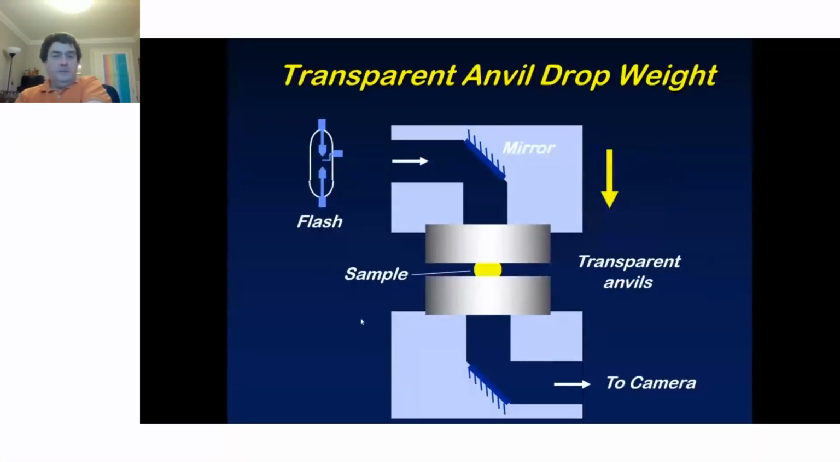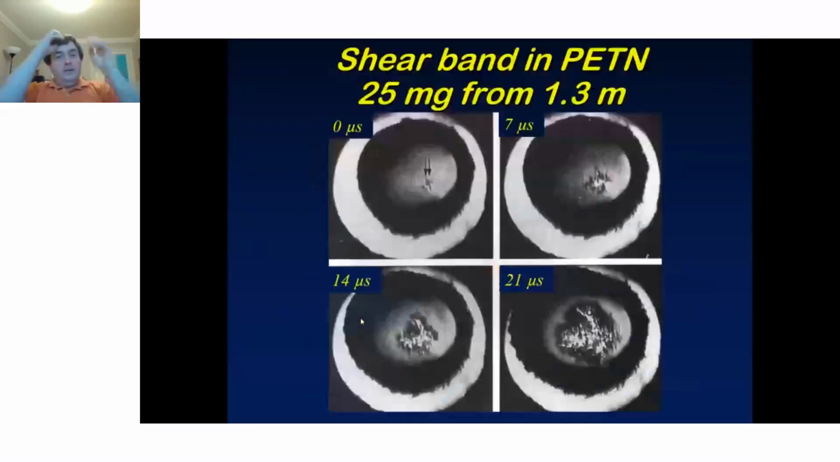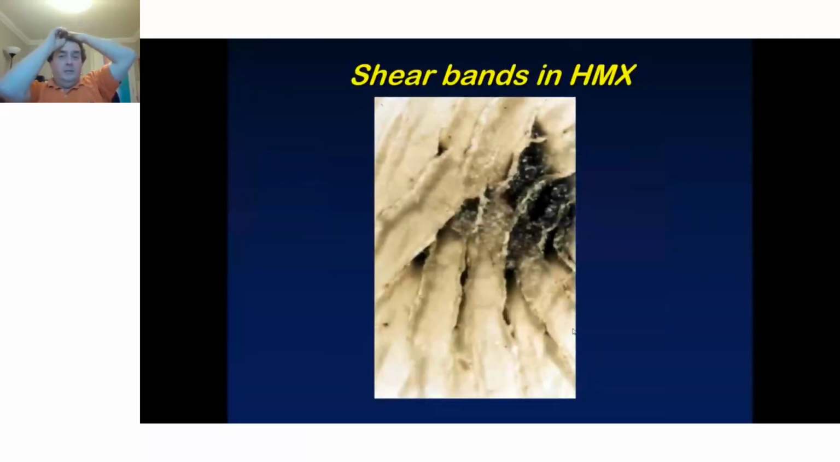We've seen this image before, and here we show shear band formation in a small charge of PETN with a drop height of 1.3 meters. We can see these lines in the system. These are the shear bands, and you can see reaction building up through the presence of those shear bands. And you can also find shear bands in things like HMX.